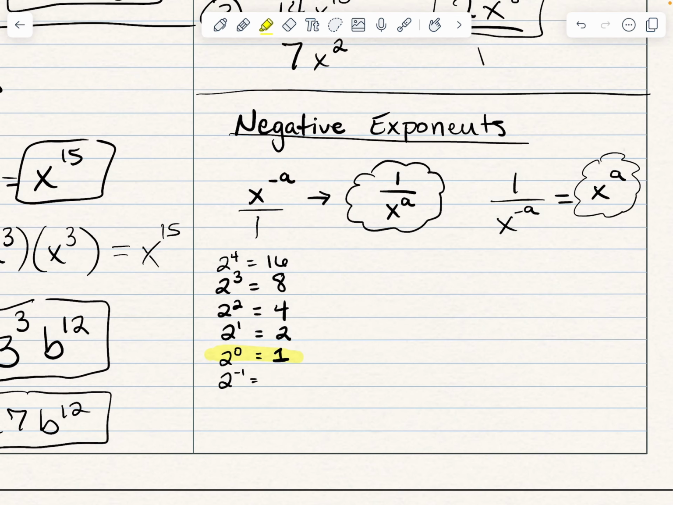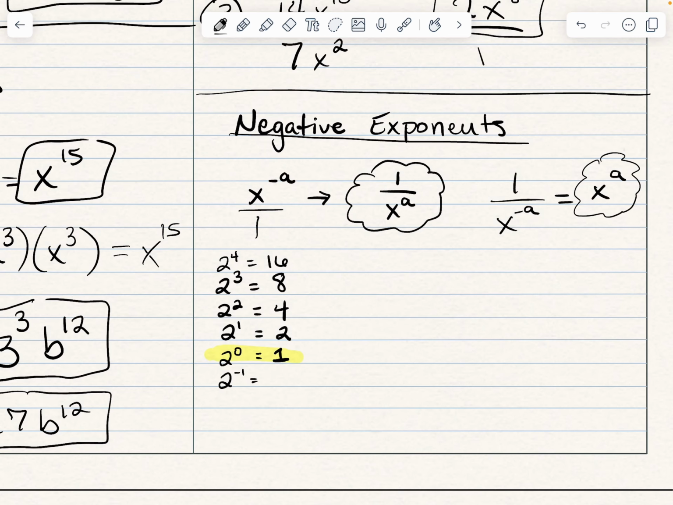So it doesn't matter what it is, anything. It could be a whole bunch of variables, letters in parentheses. If it's raised to the 0 power on the outside of that parentheses, that whole parentheses is still going to equal 1 because it's raised to the 0 power.